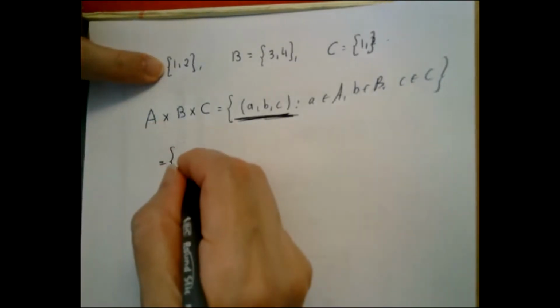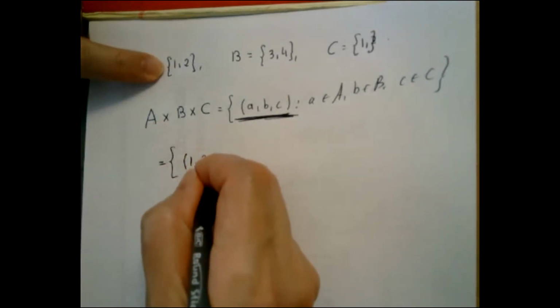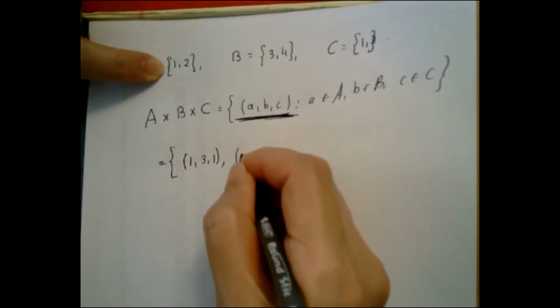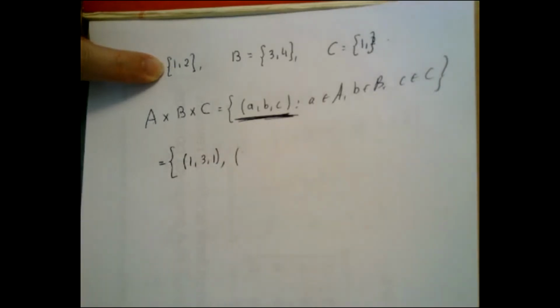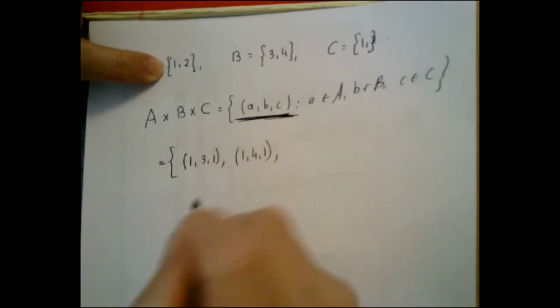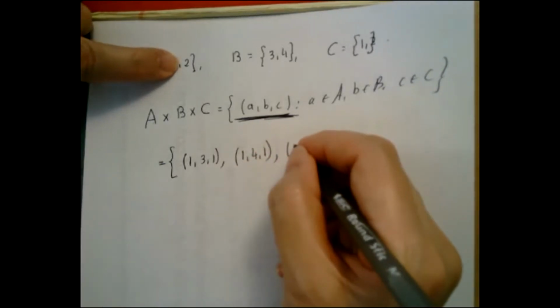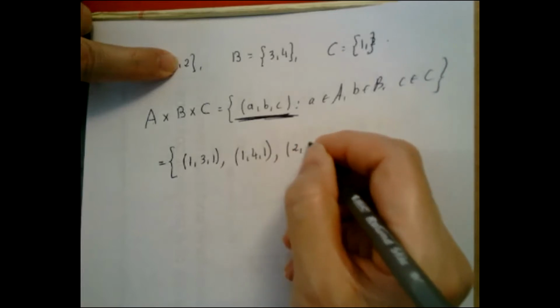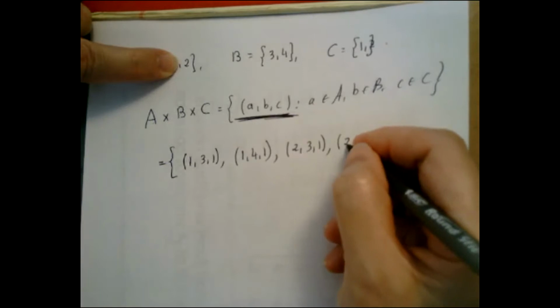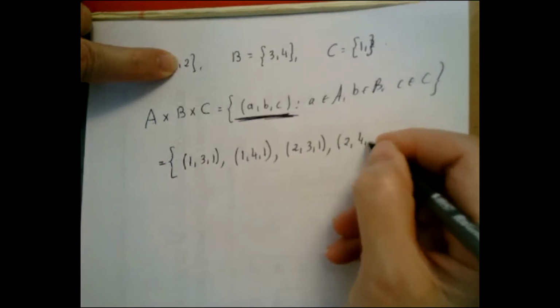Can we go with (1, 3, 1)? What's the second term? (1, 4, 1). Then (2, 3, 1), and (2, 4, 1).